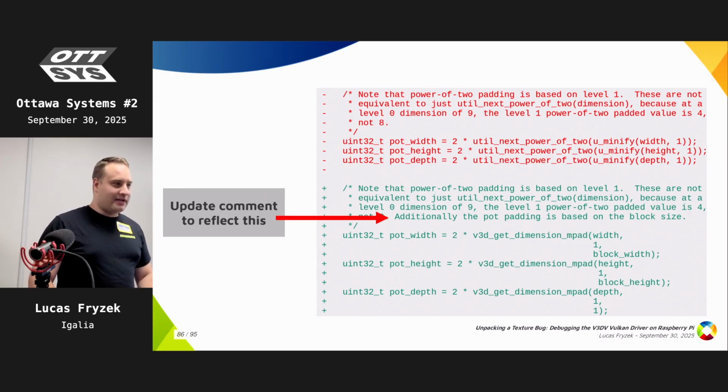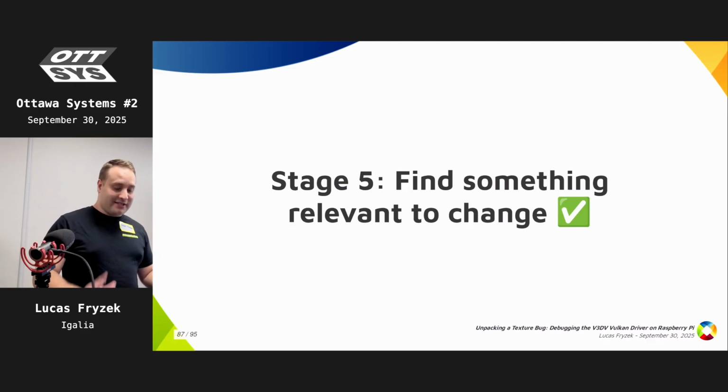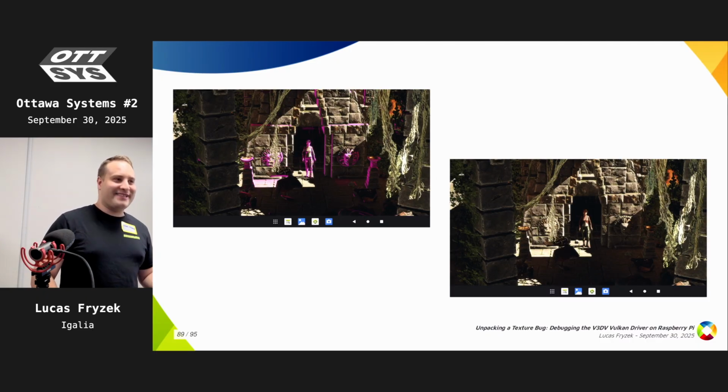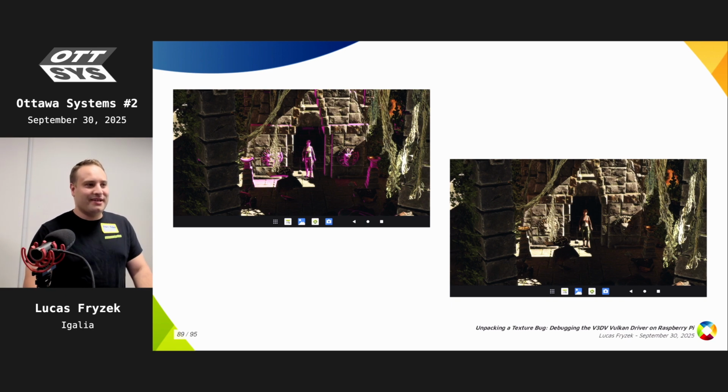But it's also a good idea to update the comment. It's that the padding should be based on the block size according to our testing. And to actually test it, we found something relevant to change. Let's go test it. That was the bug. That's all it was. The padding is based on blocks, not pixels, and the code just didn't do that. It was not that complicated to fix it.